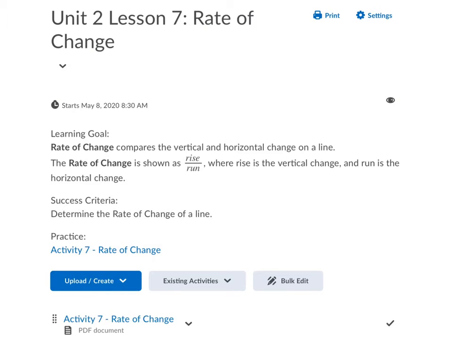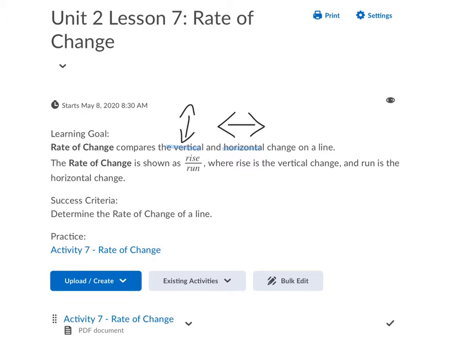Alright, hello everyone. Here we are looking at Unit 2, Lesson number 7, and our topic is the rate of change. So for today, our learning goal is that the rate of change compares the vertical and horizontal change on a line. Okay, so we should all be remembering these words, but vertical is moving up or down, and horizontal is moving left or right.